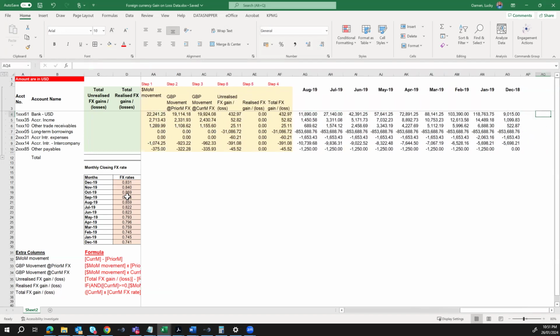So I'll do a similar thing for July and August. So 6 additional columns.